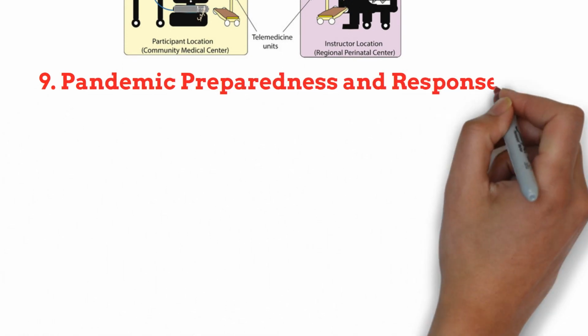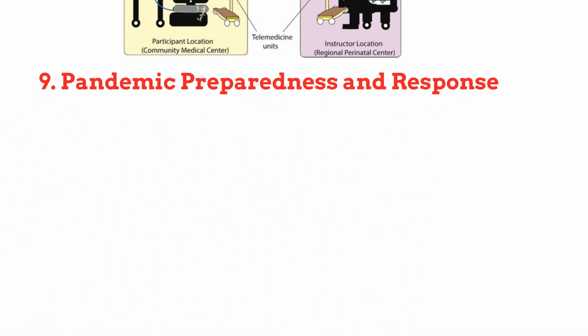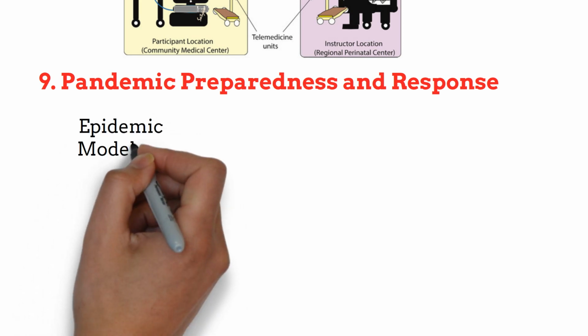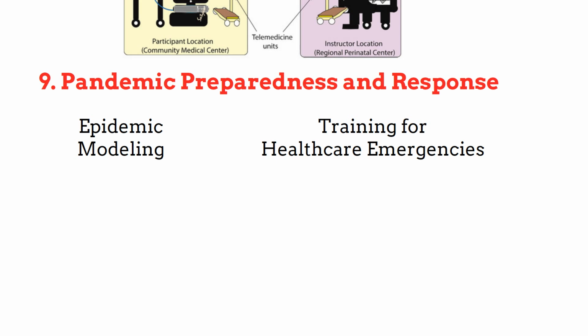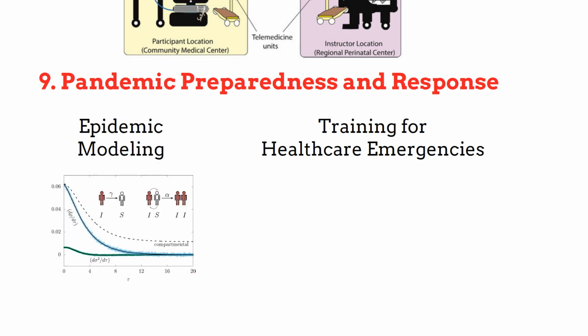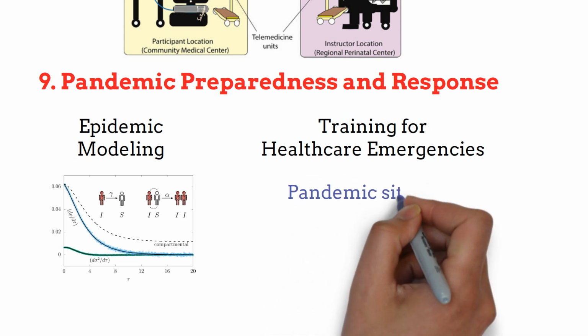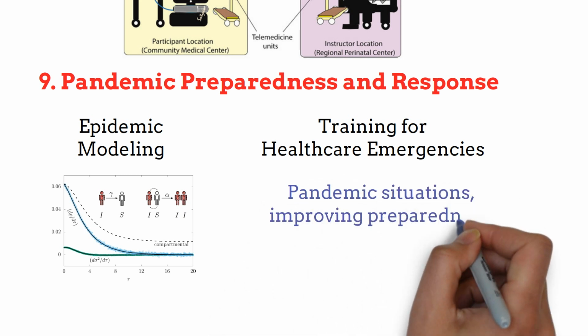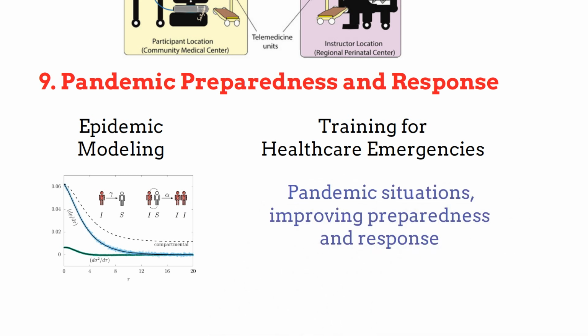Number 9. Pandemic preparedness and response. For pandemic preparedness and response, simulation can be helpful in epidemic modeling and training for healthcare emergencies. During epidemic modeling, simulations can predict infectious disease spread and assess public health interventions' impact. Healthcare providers can train for pandemic situations, improving preparedness and response for healthcare emergencies.